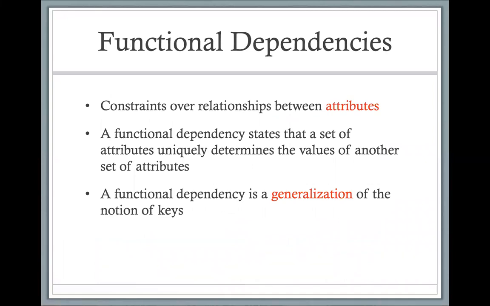So functional dependencies are constraints over relationships between attributes. A functional dependency states that a set of attributes uniquely determines the value of another set of attributes. It can hold between multiple attributes, with a composite set of attributes on the left-hand side and a composite set of attributes on the right-hand side. It's a generalization of the notion of keys. We'll understand why in the next slide.